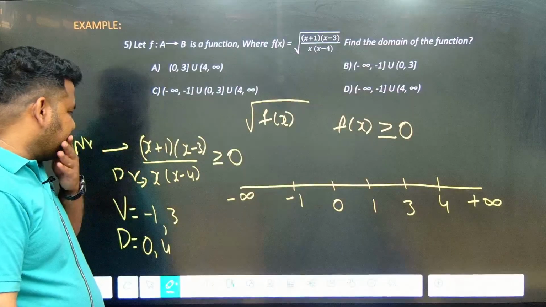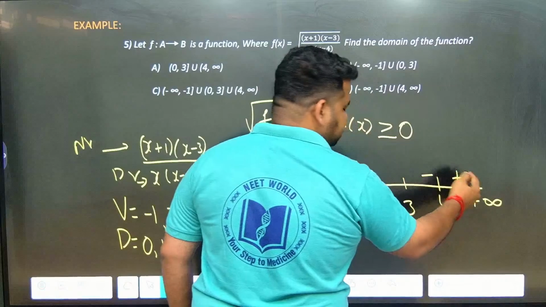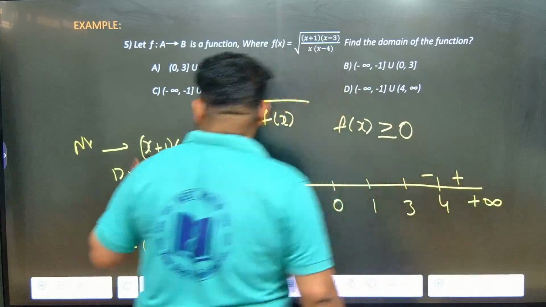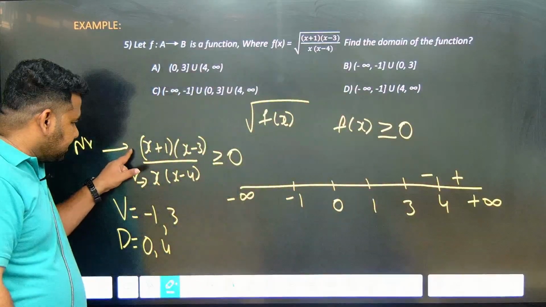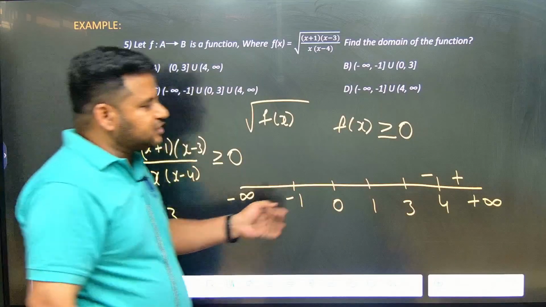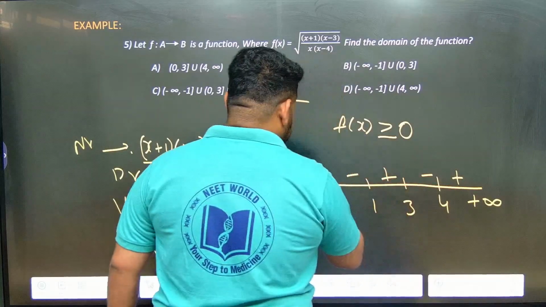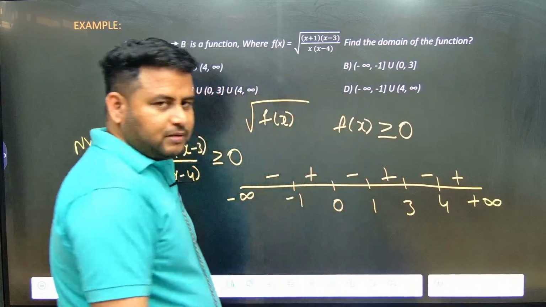This is what we are having. Now we have to write plus, minus. By convention we will start with plus, because here there is no negative sign. If it is a negative sign, we will make it positive, so definitely this will be a positive value. So we start with plus, minus, plus, minus, plus, minus.